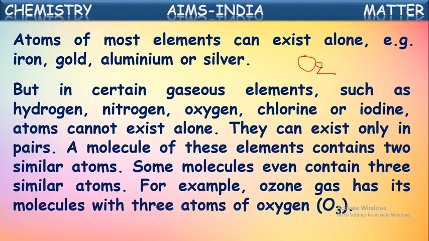So some atoms, mostly of metallic elements and noble gases, can exist alone. But certain gaseous elements like nitrogen, oxygen, chlorine, bromine, their atoms cannot exist independently or alone. They will always be in the combined form. They exist two atoms together. Their molecules will contain two atoms of those elements. Some molecules exist even with three atoms also. For example, ozone. Ozone contains three similar atoms called oxygen atoms. Okay.